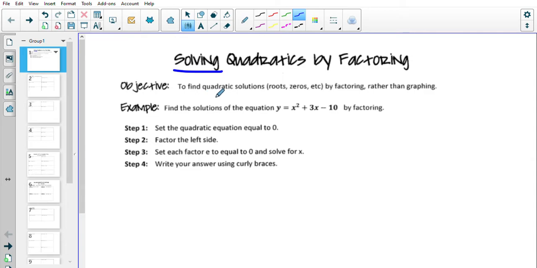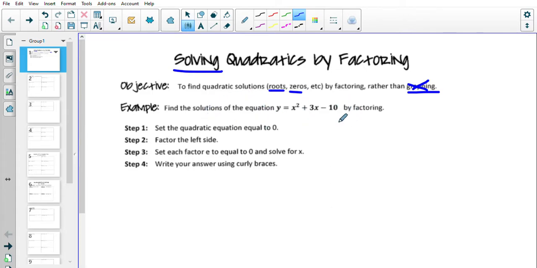It says here to find quadratic solutions, and we can use other words to say what a solution is. We're going to refer to them as roots, zeros. You can hear them be called x-intercepts. There's a bunch of different terms that we're going to use when we're referring to solving. Instead of just graphing them, we're not going to go through and graph them. We're going to talk about that later on.